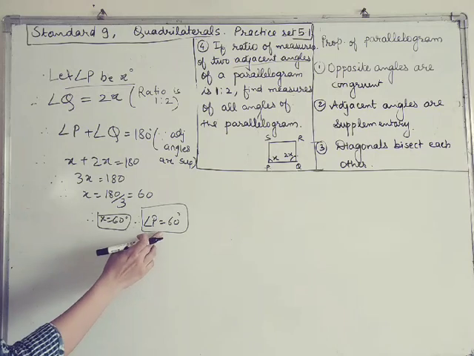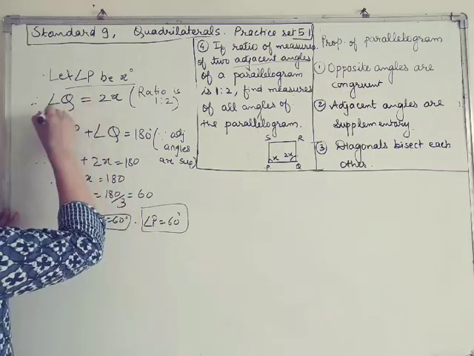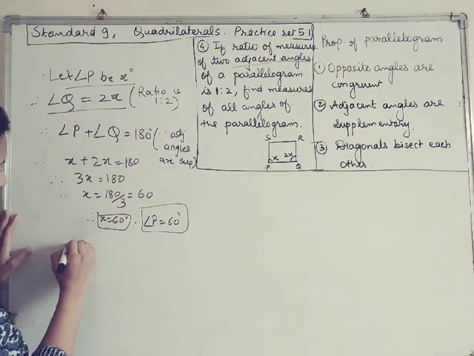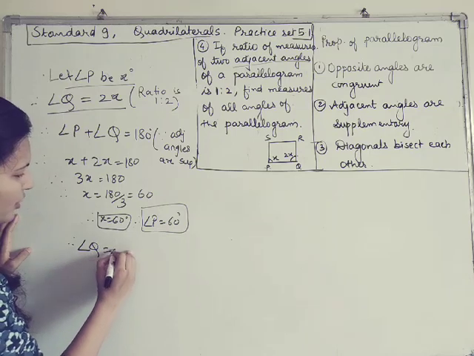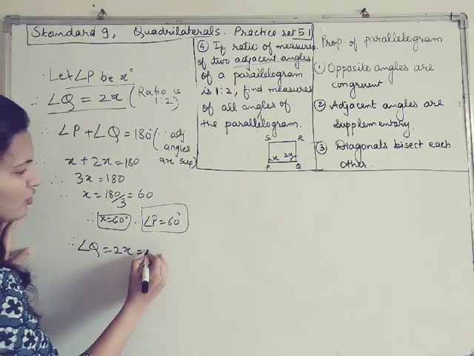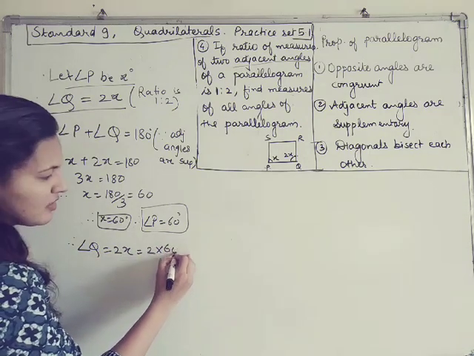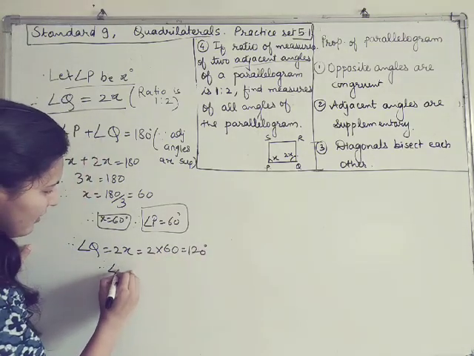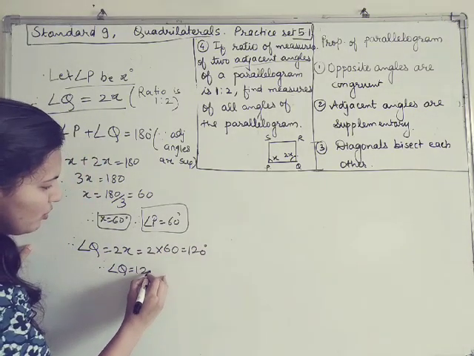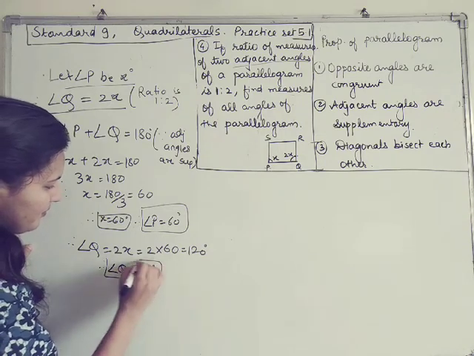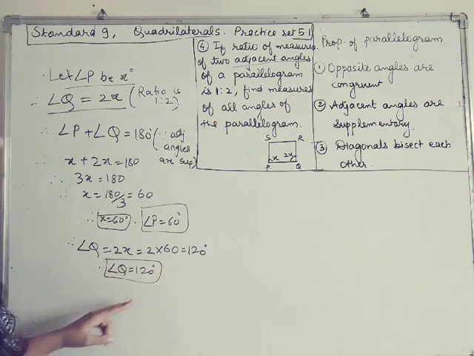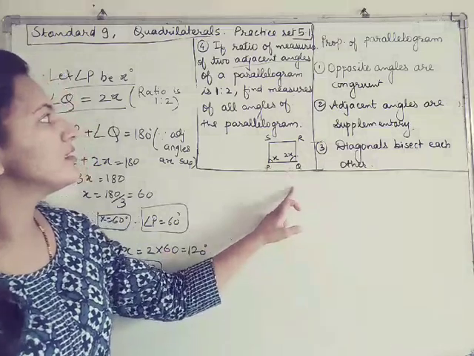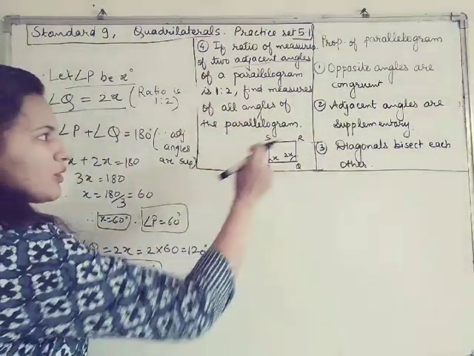If we got the value of P, we can also find out what is angle Q. So angle Q is 2x. So 2 into 60 is 120. Therefore angle Q is equal to 120 degree. So we got the values for two adjacent angles. We have to find out the other two as well.